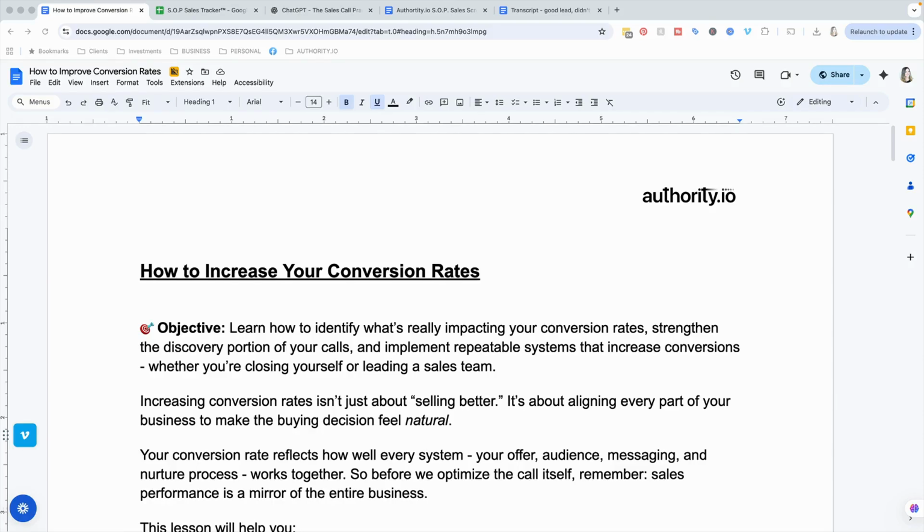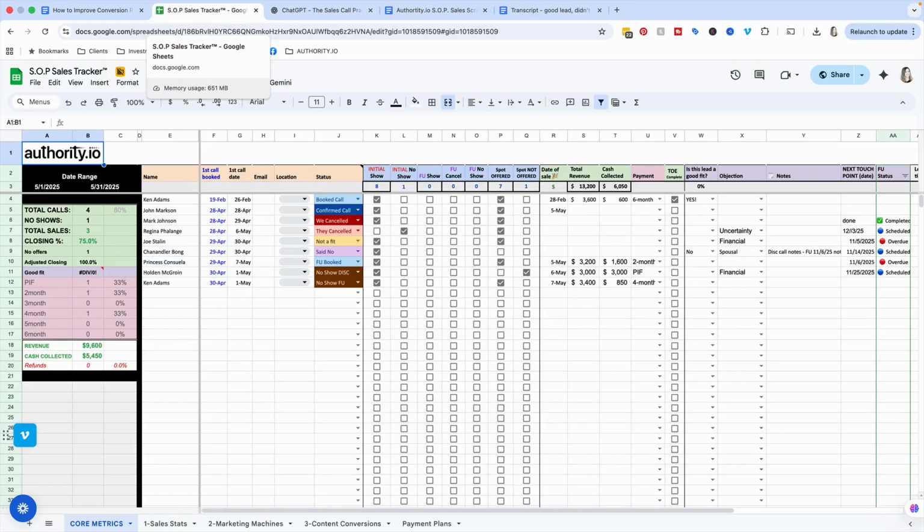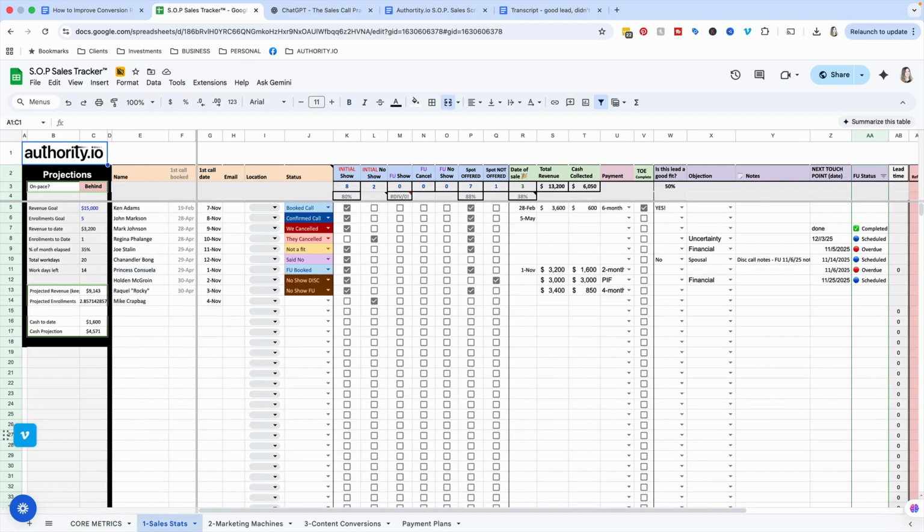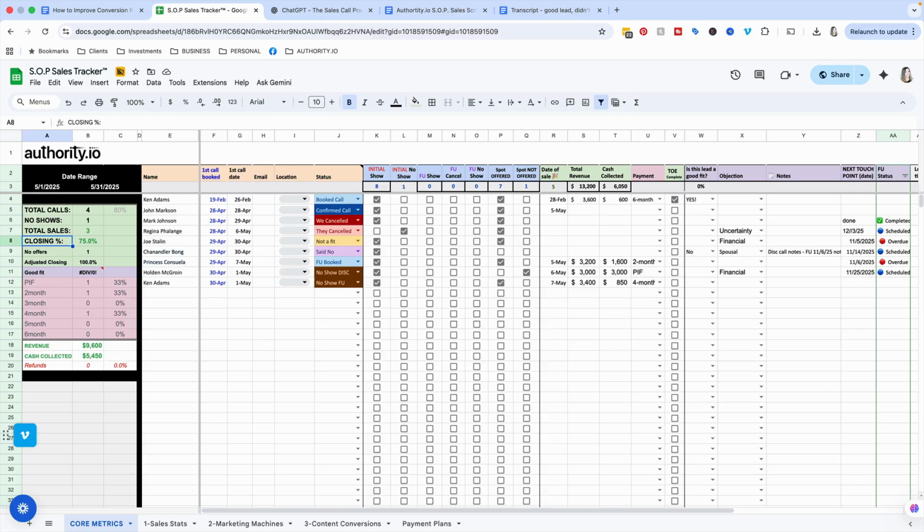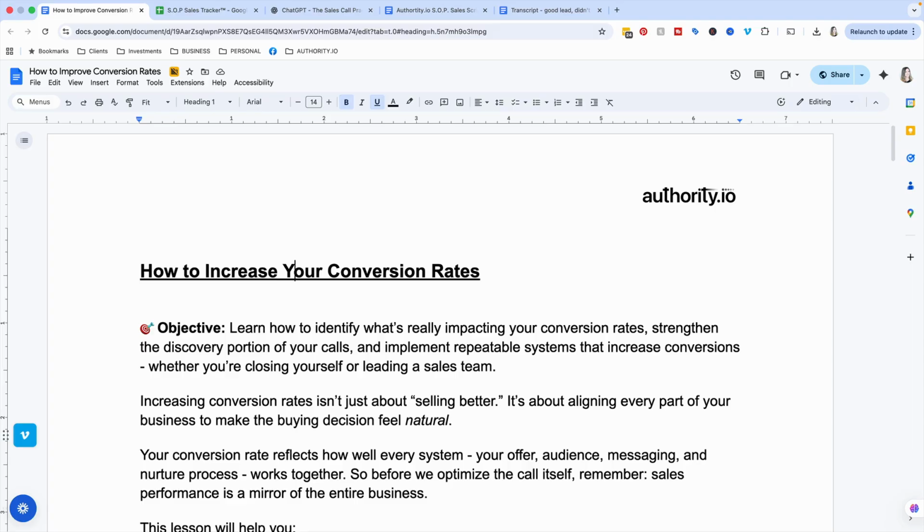Okay, let's talk about how to increase your conversion rates or your close rate. So again, I just want to remind you, obviously you need to be tracking to know what your close rate is. So closing percentage is here, and we have obviously all of your sales stats tracked here as well. So this is why it's so important to be using your SOP sales tracker, because if we don't know these numbers, then we don't know how to improve or get better. So that is the baseline.